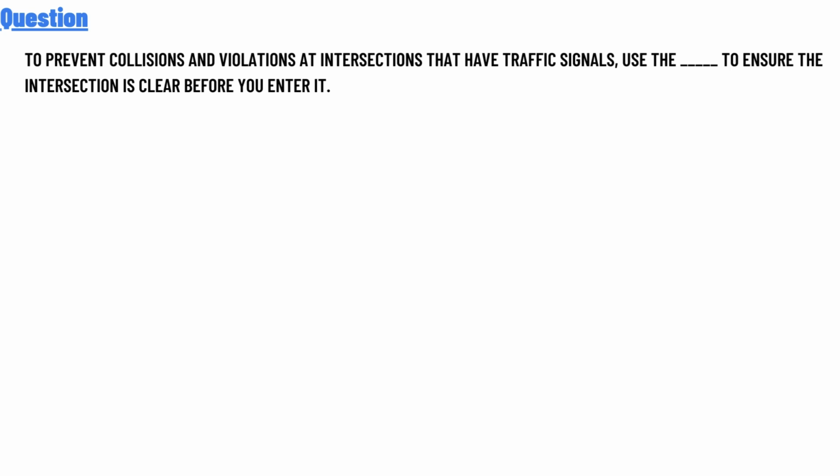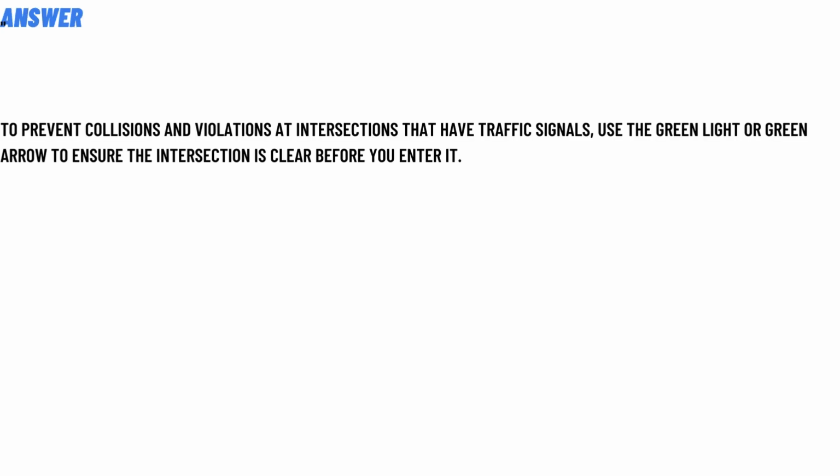The correct answer of the question is: to prevent collisions and violations at intersections that have traffic signals, use a green light or green arrow to ensure the intersection is clear before you enter it. So that is the answer of the question.